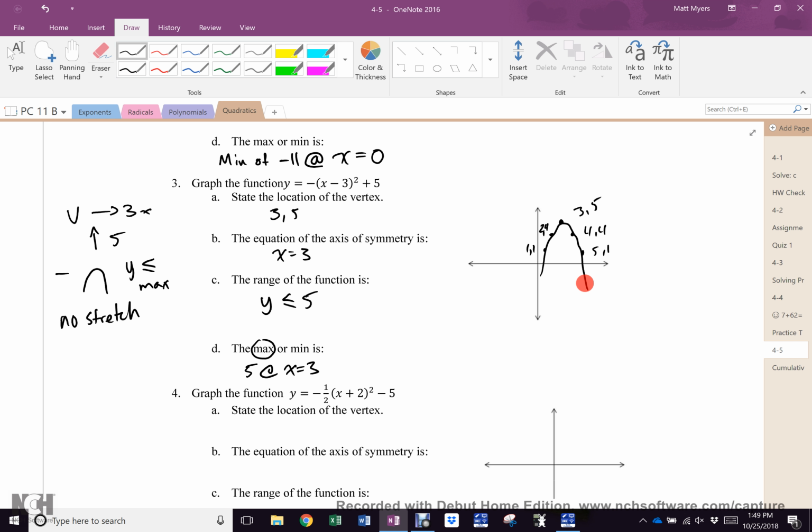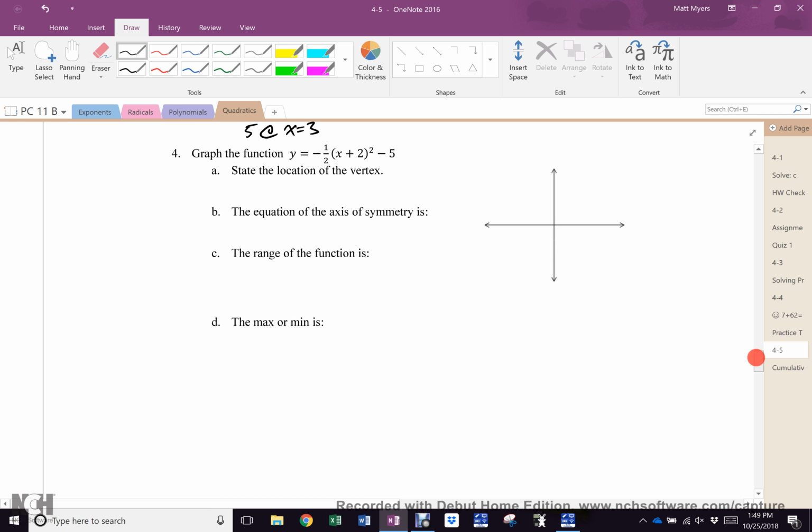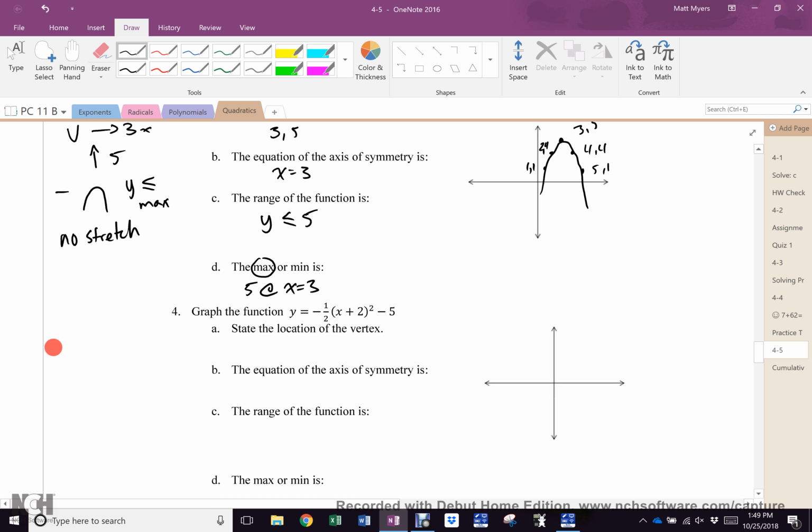Okay. What do you know about number 4? Is the vertex moving? What directions? To the left, how far? And? Down 5. So what's my vertex? Negative 2, negative 5. Awesome.